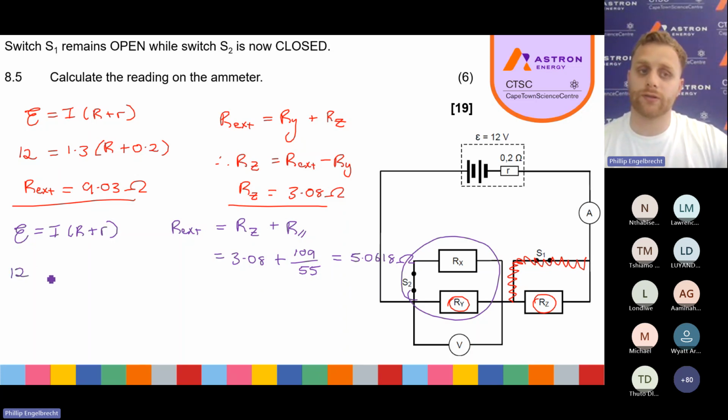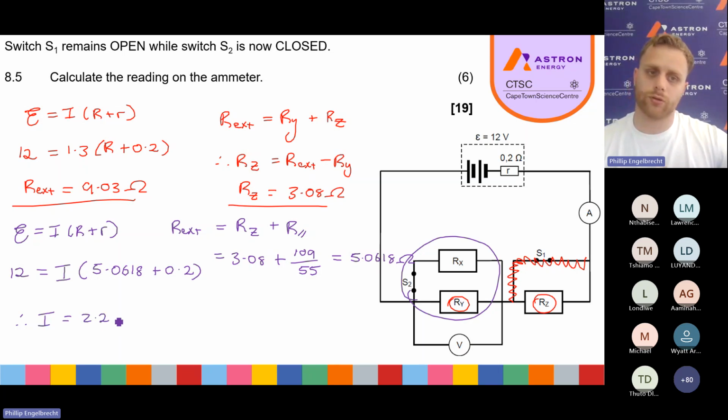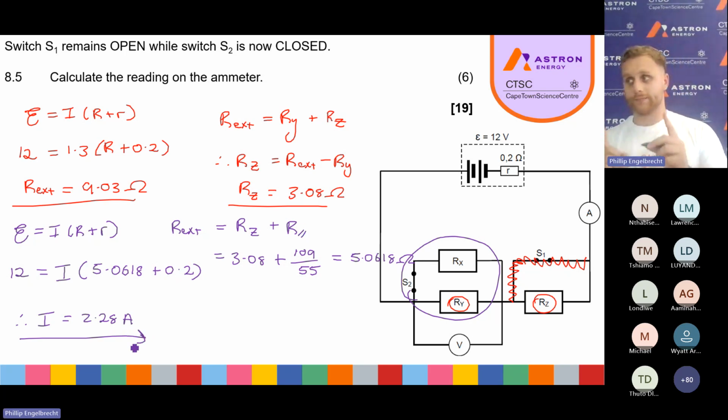So remember, my EMF is still 12 volts. It's equal to this new current, when switch S2 is closed and S1 is open, times my resistance. And what's my resistance? It's 5.0618 plus my internal resistance, which is 0.2. And what you guys do is you type this all on your calculator and you get that I is equal to 2.28 amps. Bam.